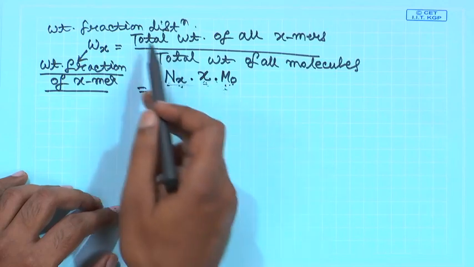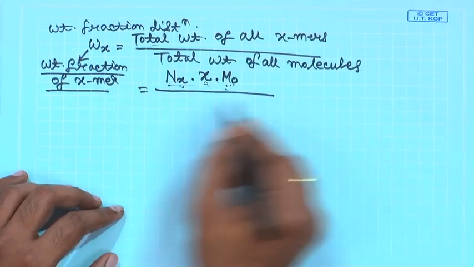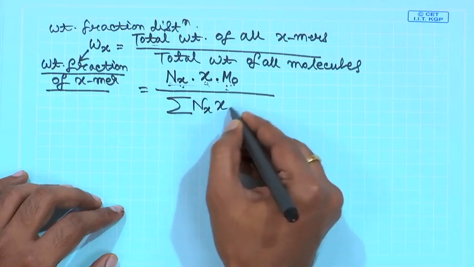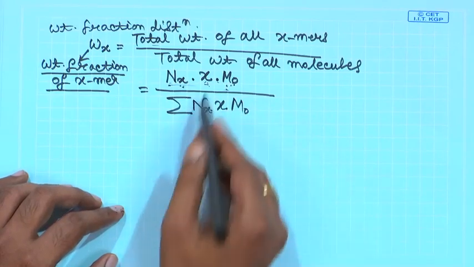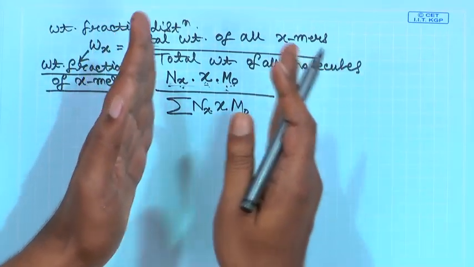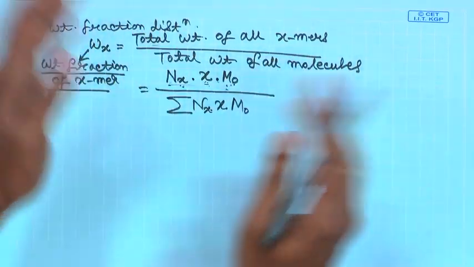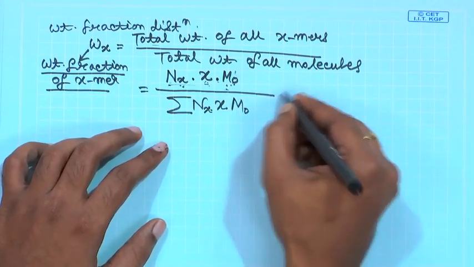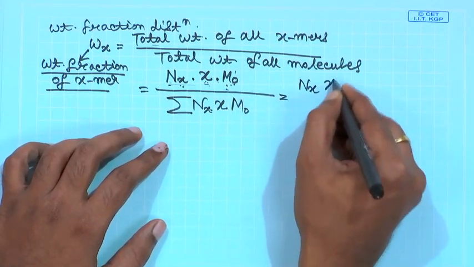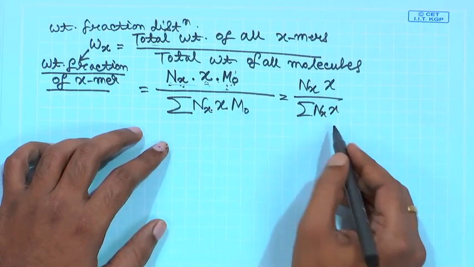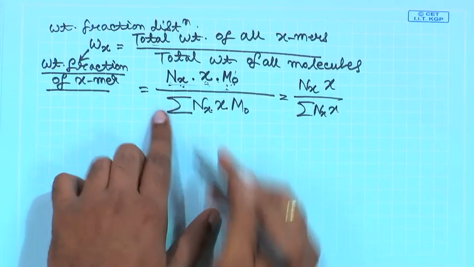So, that is the total weight of all x-mers divided by the total weight of all molecules. So, you sum it up over all x, because x can be of different values. When you are talking about all the molecules, you are actually encompassing molecules with all different numbers of structural units. So, m0 cancels, and this is nothing but n x into x divided by the sum over n x into x, and this is the total weight of all the molecules.